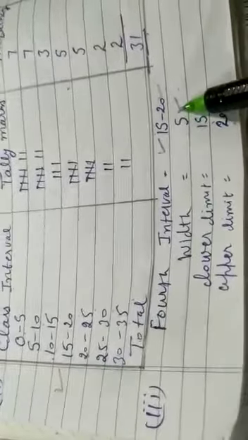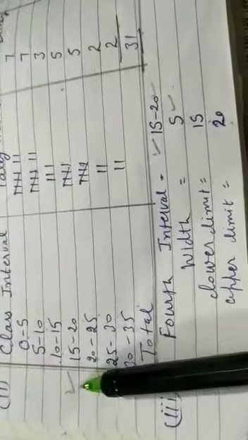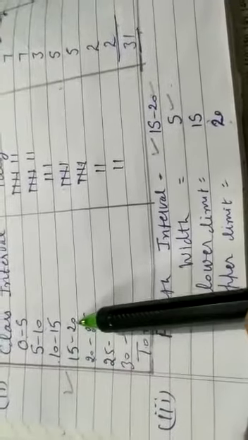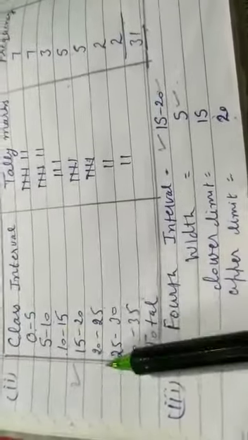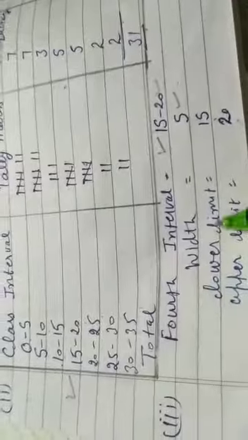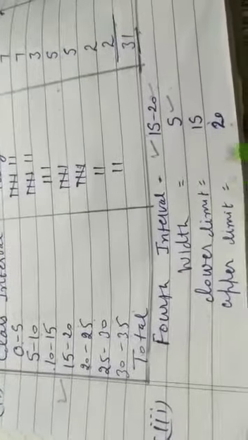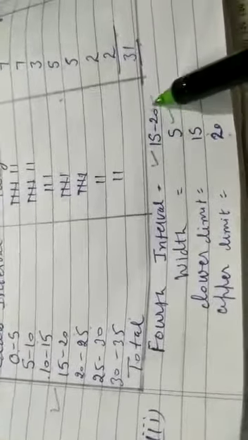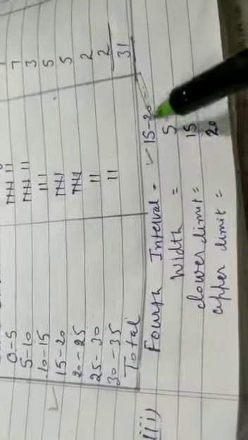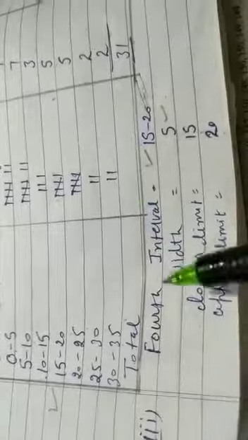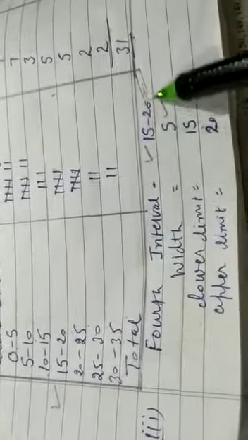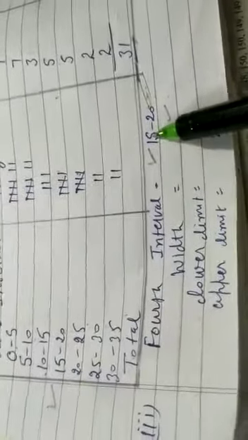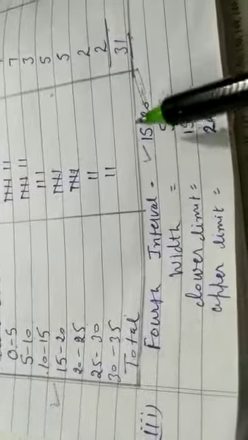It is coming to 5. Now the lower limit is the term on the left side. The term on the right side is the upper limit. It means the lower limit is 15 and the upper limit is 20. This interval we have to explain. First we have to write the fourth interval. After that, the same interval's width, then the lower limit of the fourth interval, then the upper limit of the fourth interval.